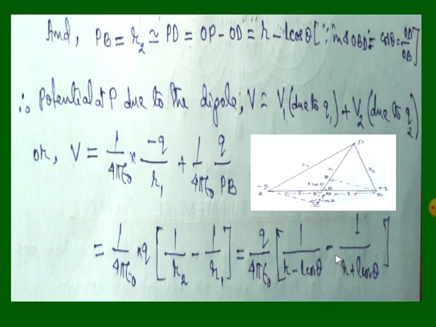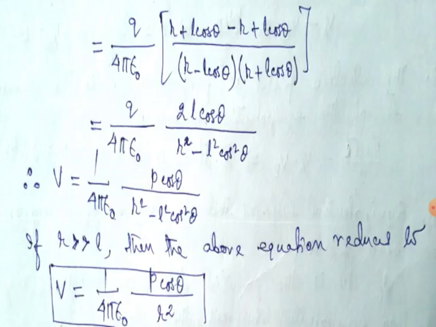Got it? And in the next slide, you will see, let's see, this is nothing but a simplification only. You take the LCM of R minus L cosine theta and R plus L cosine theta, and if you do that LCM, then you will get it in this way. The resulting equation comes out like this. Got it? This 2QL, you can replace by the dipole moment P. This is the magnitude of dipole moment P, right?